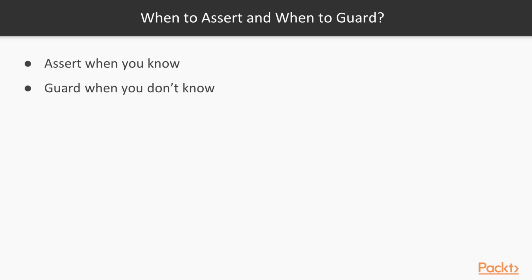Now when should we use type assertion, and when should we use type guarding? A simple rule is to use type assertion when we know the type will be a specific subtype, and use a type guard when we don't know what the type will be. In this video, we have looked at type assertion and a bit more into type guarding. You now also know when to use a type assertion and when to use a type guard.